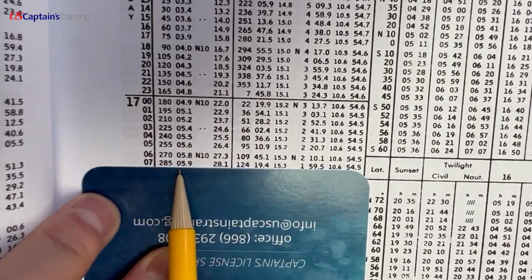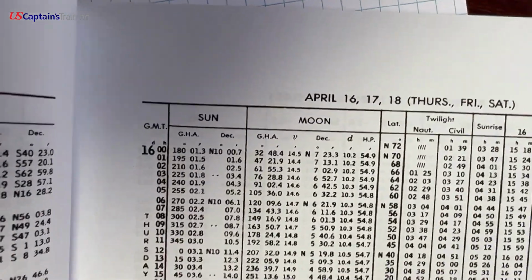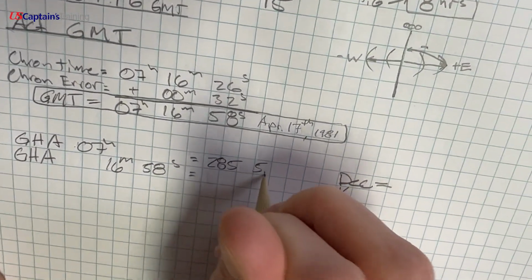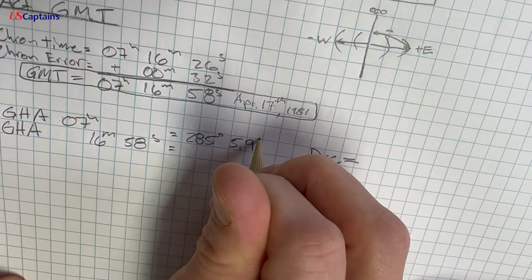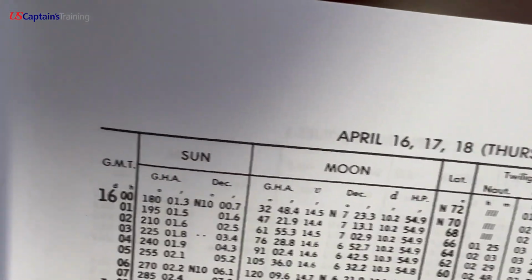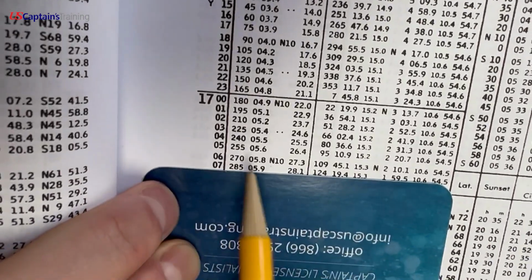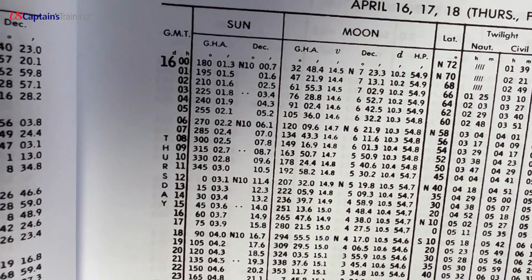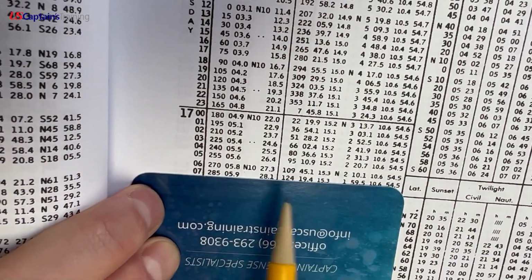285 degrees, 5.9 minutes. And now you'll notice the declination's right next to it. So we're at 7 hours, right? April 17th, it's 7 hours. See this north? North 10 degrees 28.1 minutes.